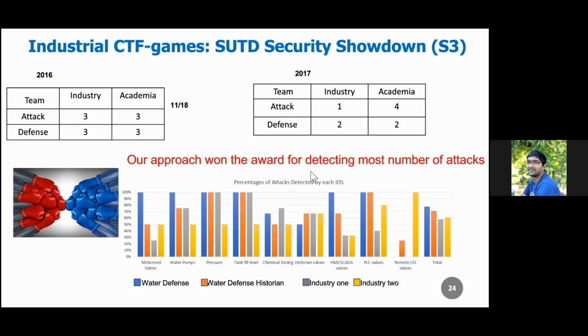So these results are from 2017. If you see the total, we are able to detect the majority of the attacks compared to the two industry teams. The last two are industry teams. These attacks are mainly where the process is moving to an unsafe state, and we are able to detect those unsafe states thoroughly.